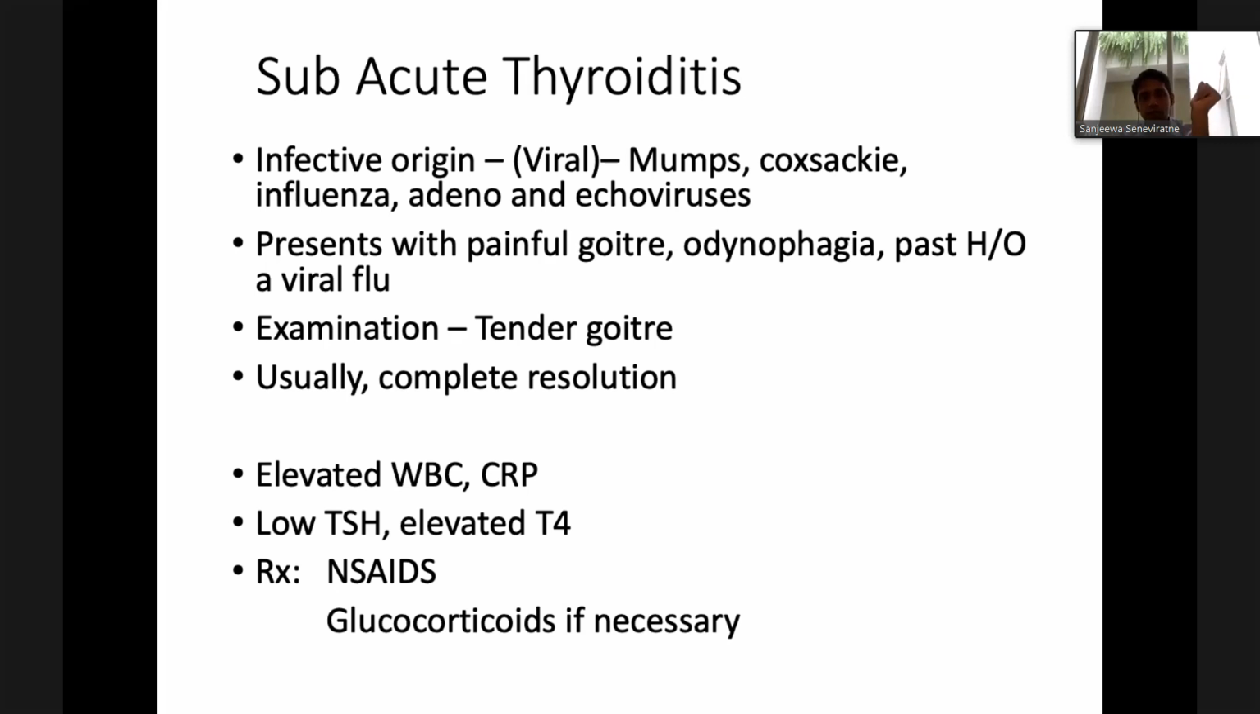Once you confirm that this is subacute thyroiditis, we don't start them on any anti-thyroid drugs because it's a thyroiditis. There is no excessive secretion from the gland. It's a self-limiting condition which will go into complete resolution within a few weeks to a few months. So we just treat them with NSAIDs, which help with inflammation and pain, and rarely or sometimes steroids to control the inflammation. Otherwise, there is no place for anti-thyroid medication in patients with subacute thyroiditis. It's a self-limiting post-infective condition.